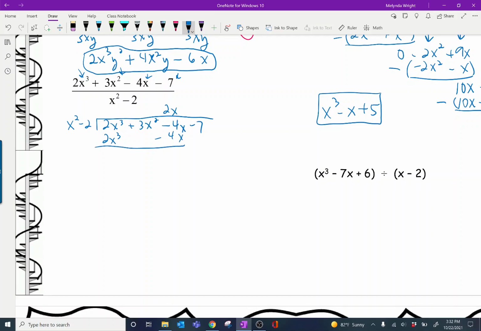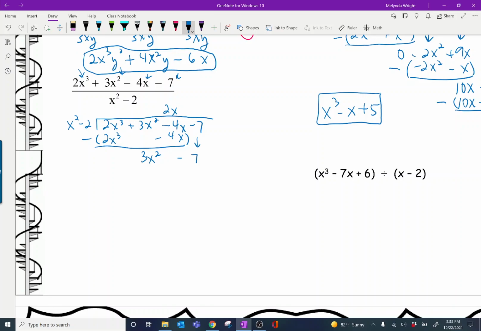So this would be minus 4x. Okay, let's double check to make sure we got it right. 2x times x squared is 2x cubed. 2x times a negative 2 is a negative 4x. All right, so 2x cubed minus 2x cubed, well that's nothing. 3x squared minus 0 is 3x squared. Negative 4x minus a negative 4x is 0. And then I bring down my last term, which is a minus 7.